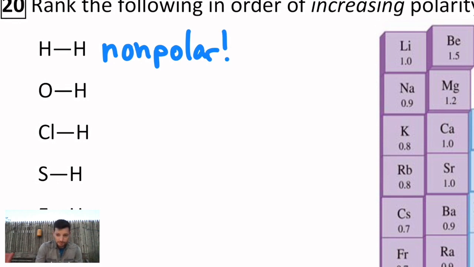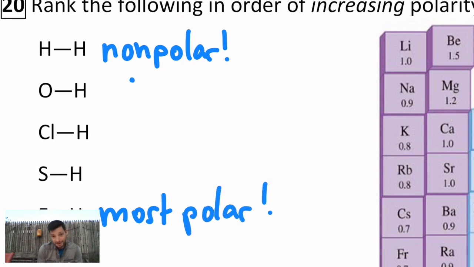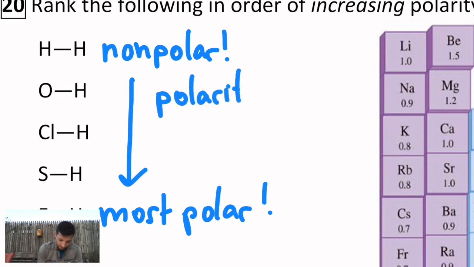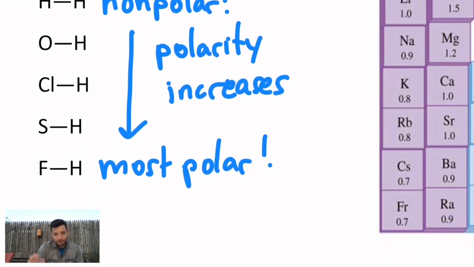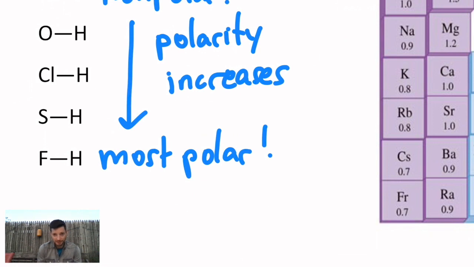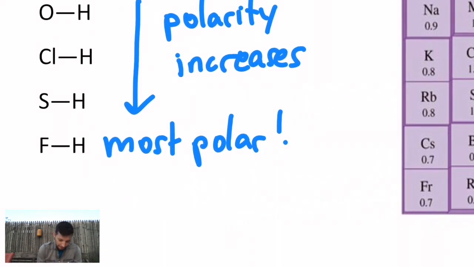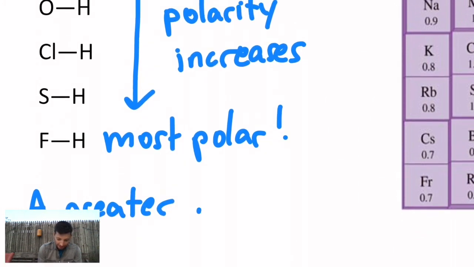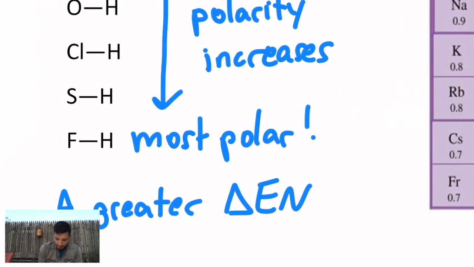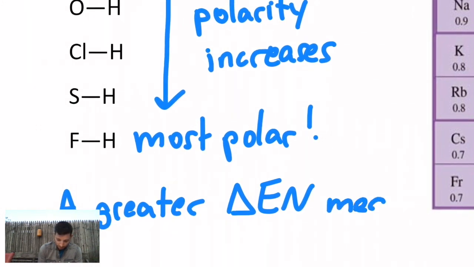But as we go down this list, I actually get to the most polar one. That's with fluorine, and the electronegativity, the polarity, increases in that direction. Polarity increases. And we can tell about electronegativity and polarity based on the difference in electronegativity. A greater change in electronegativity, delta EN, means a more polar bond.